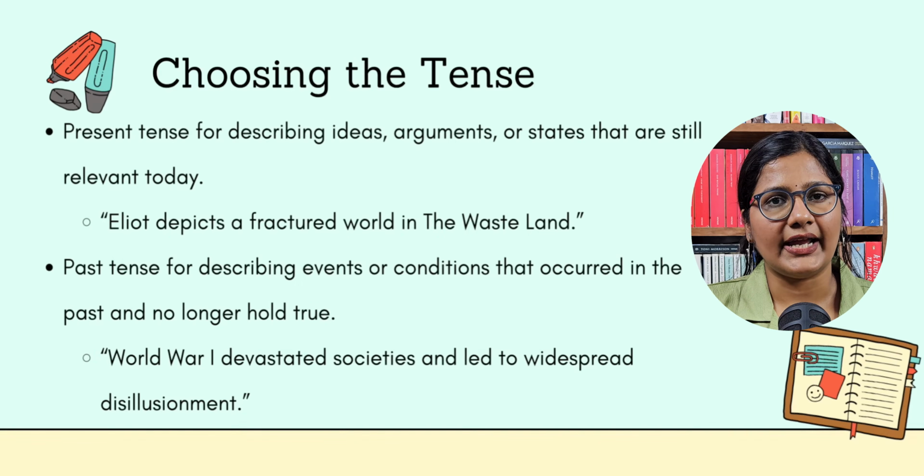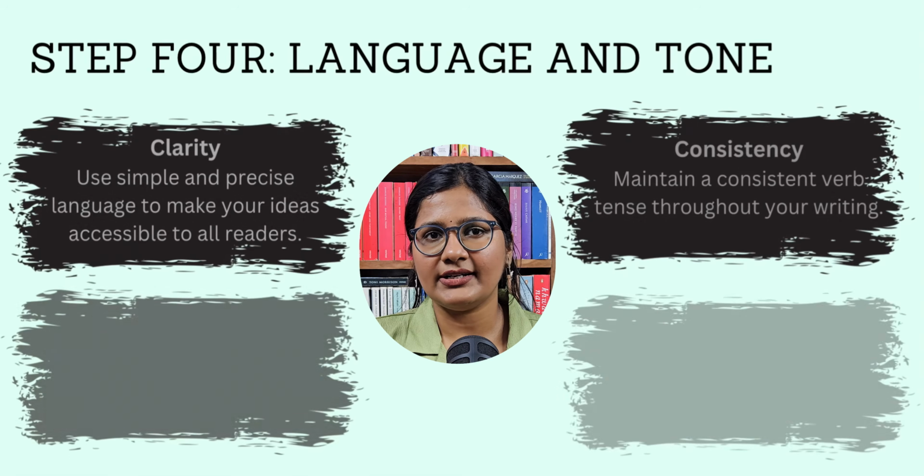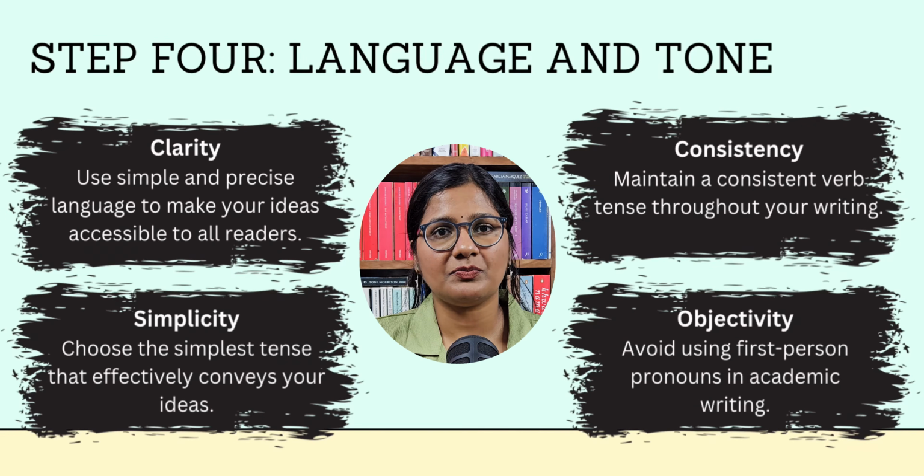On the other hand, use the past tense for describing events or conditions that occurred in the past and no longer hold true. For instance, in present tense, you would write, "Eliot depicts a fractured world in the wasteland." And in past tense, you would write something like, "World War I devastated societies and led to widespread disillusionment." Another important suggestion is to avoid using first-person pronouns in your answer or any academic writing.